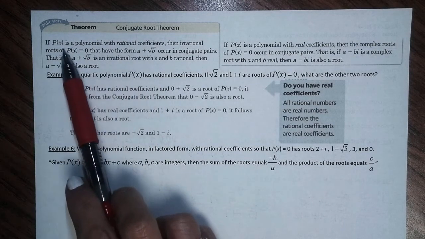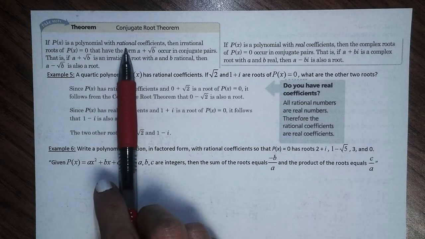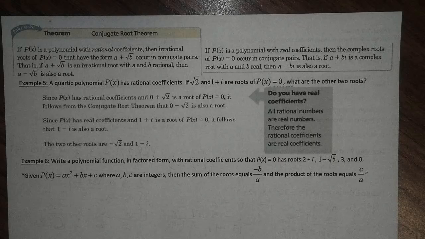All right. So if a polynomial has rational coefficients, like regular numbers, like 2, 3, or even like 3/2, then irrational roots of this polynomial have a form of a plus the square root of b, and they occur in conjugate pairs. So that means that if a plus b is a root of the polynomial, then a minus, hold on, let me pause my video because it froze on me.